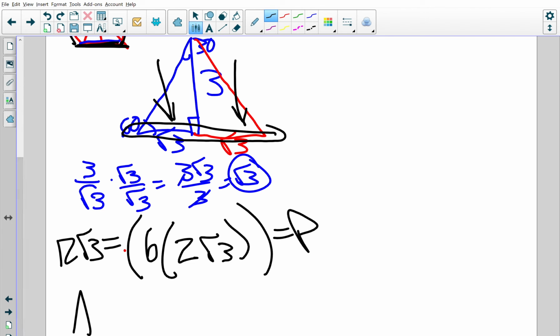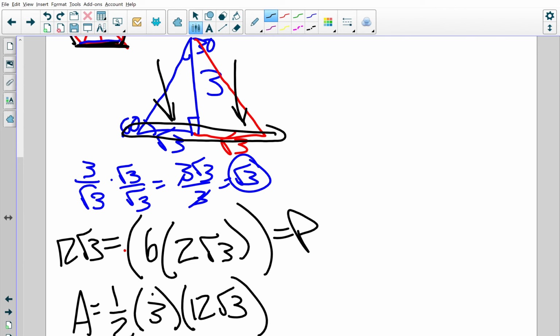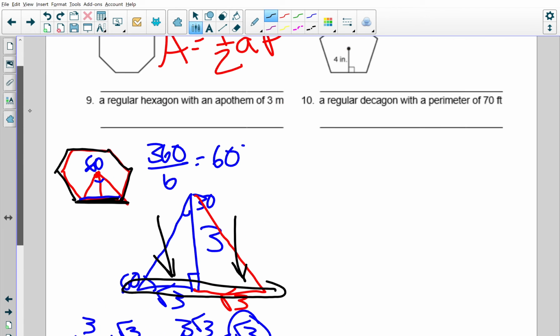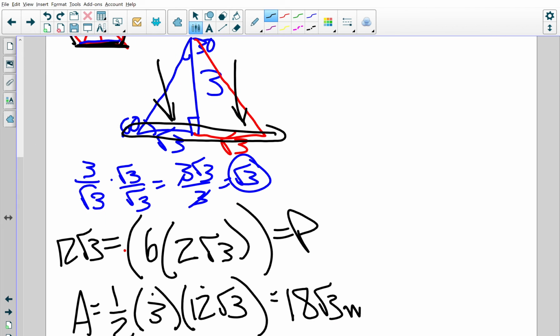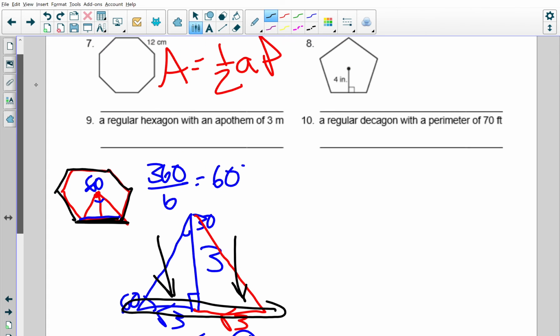Well, area 1/2 apothem times 12 root 3. You see that 3 times 12 is 36. Half of 36 is 18 root 3. And then whatever our measurements were, meters, so square meters. If you want to calculate that with a calculator, have at it. But that's a prettier answer in my opinion.